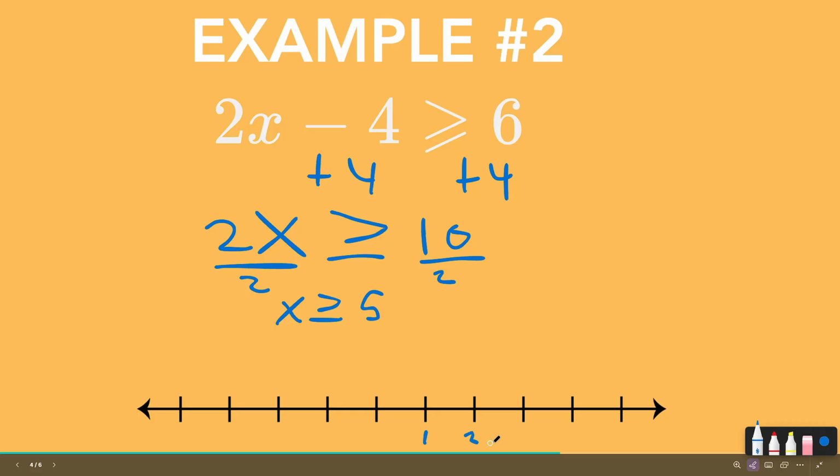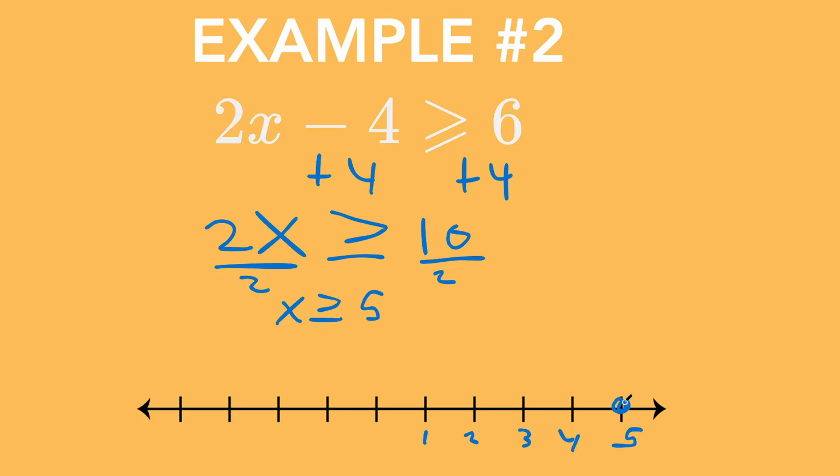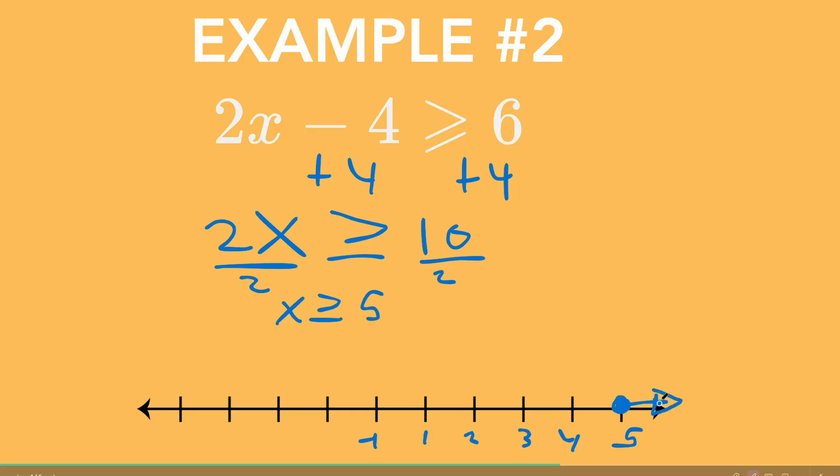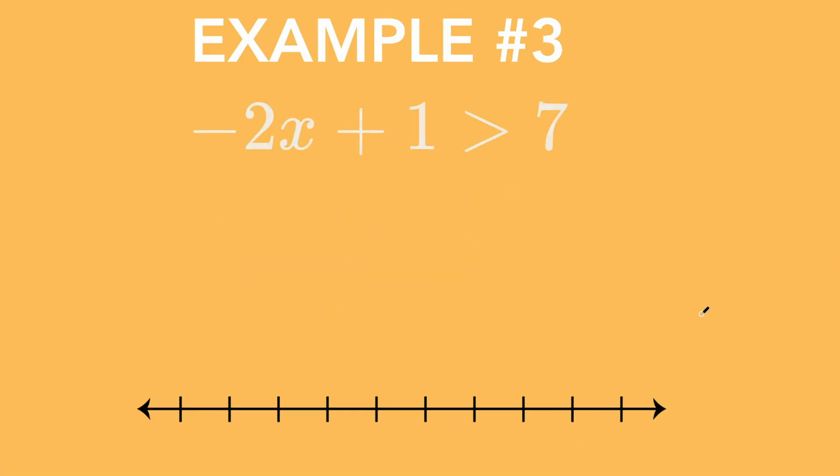So this is 1, 2, 3, 4, 5. So we find 5 here. So now, do you see how this is greater than or equal to? Now we do a full circle. And do you see how x is greater than or equal to 5? So we know all the numbers greater than 5 will be towards the right. So now we'll draw our arrow towards the right. See how simple that is? Try solving number 3 yourself, but there's a trick to it.